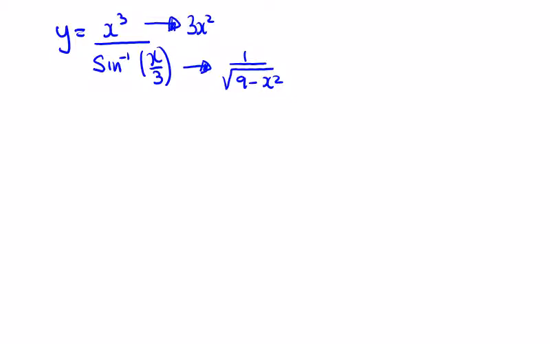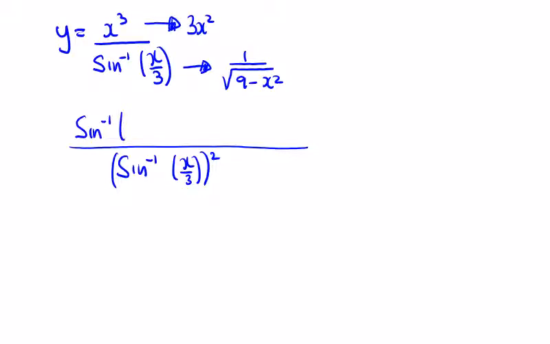So applying our quotient rule. On the bottom, we have the bottom squared. And on top, we have the bottom by the top differentiated minus the top by the bottom differentiated.